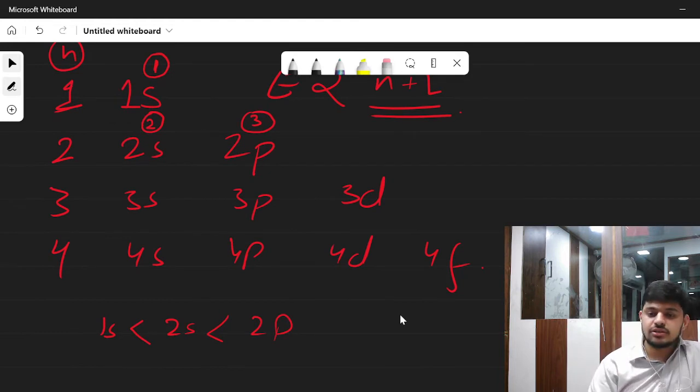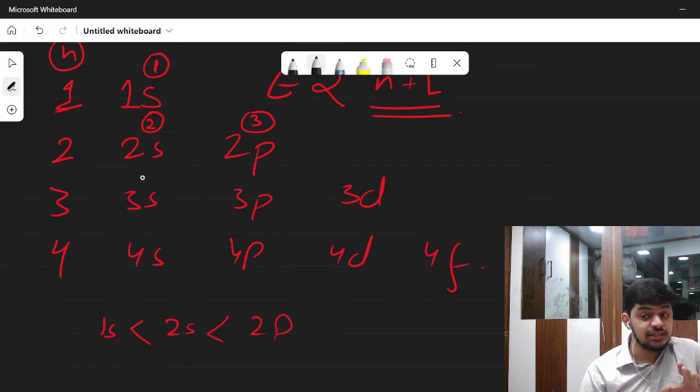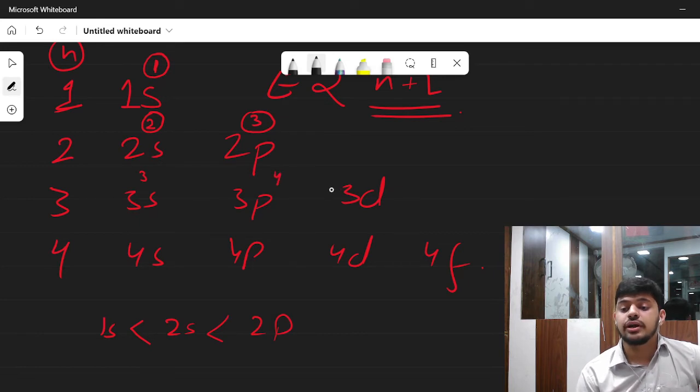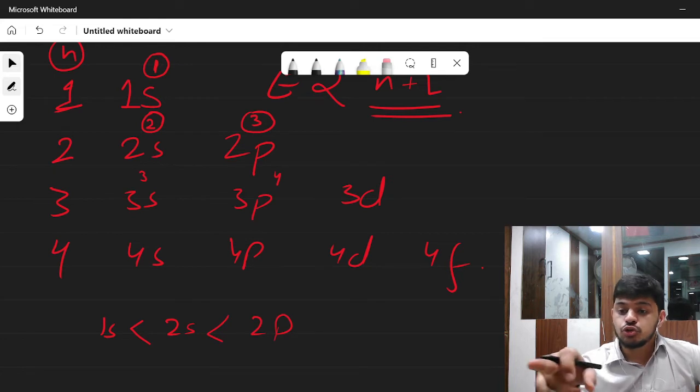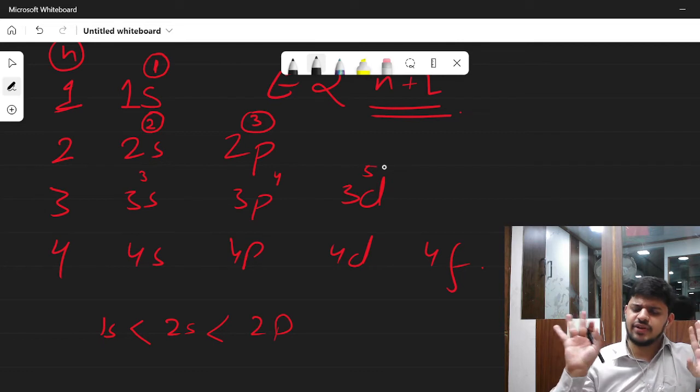Now let's move forward. For this, 3 plus 0 is 3. Very good. 3 plus 1 is 4. And 3 plus, tell me guys, for d, what will be the value of l? What will be the value of l for d? Yes, very good, 2. So 2 plus 3 is 5. No problem. Very nice.